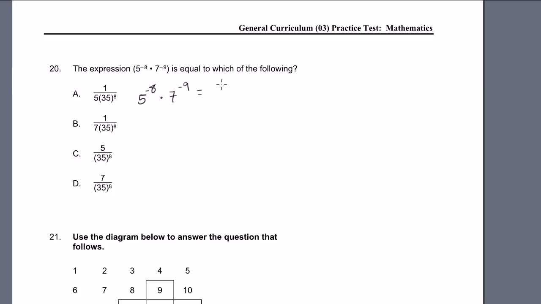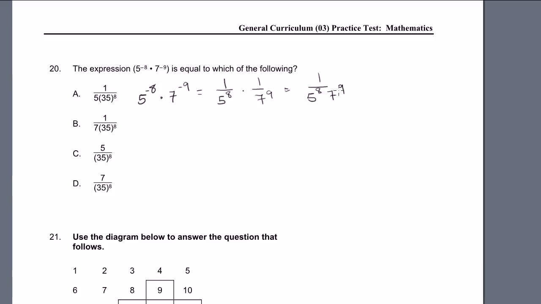That's the same thing as 1 over 5 to the 8th times 1 over 7 to the 9. The negative in the exponent just means 1 over the base to the positive exponent. That's all the negative means. That's equal to 1 over 5 to the 8 times 7 to the 9. And that's not one of our answers. Somehow we have to multiply the 5 and the 7.